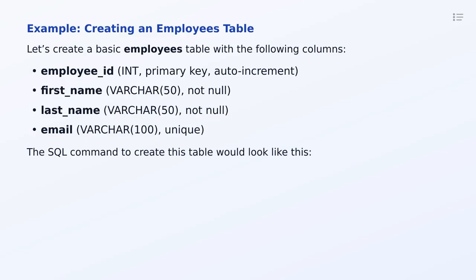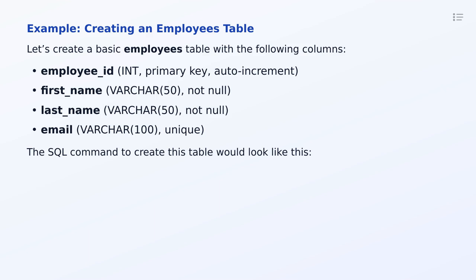Now, example, creating an employees table. Let's create a basic employees table with the following columns. First, employee_ID, int, primary key, auto increment. Also, first_name, varchar(50), not null. Also, last_name, varchar(50), not null. Finally, email, varchar(100), unique.